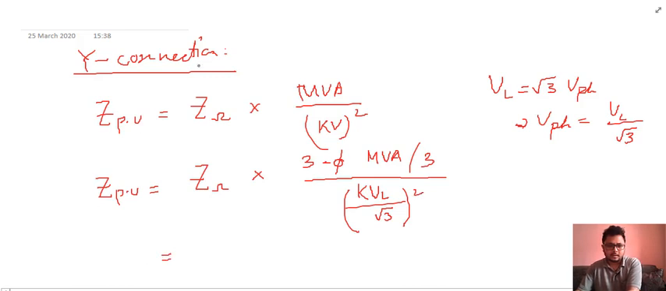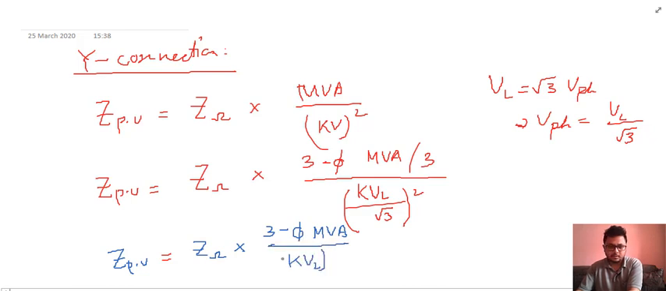So when the type of connection is star, what do we get? We get Z per unit equal to Z ohm into 3 phase MVA divided by kV line whole square. Okay, this and this will get cancelled, so this is the final expression we get. Z per unit equal to Z ohm, that means in actual value, into 3 phase MVA by kV L square. I hope it is clear.